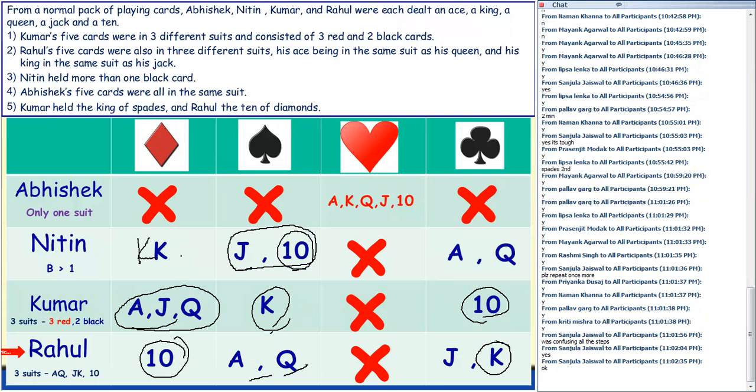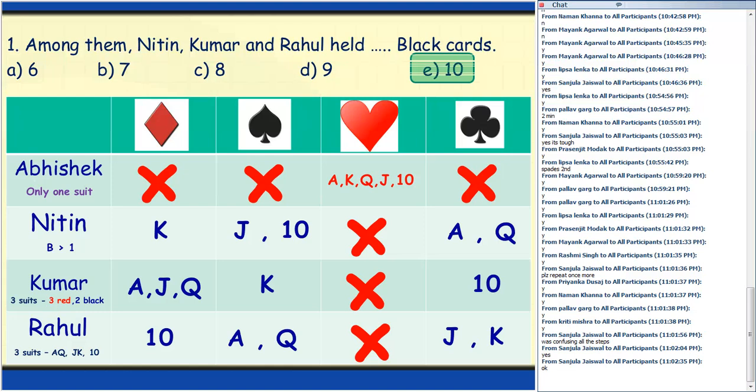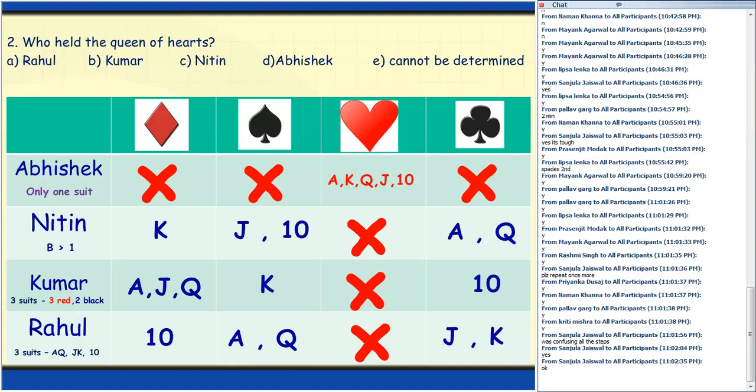Alright. So let's come to the question here. First question. The answer is 10. Among them, Nitin, Kumar and Rahul held how many black cards? Option E, 10 cards. Second, who held the Queen of Heart? Queen of Heart, that is Abhishek. Option D. Next question. Question number 3. Who held the Aces of Diamond? Aces of Diamond is held by Kumar. Option B. Who held the King of Diamonds? So King of Diamond is held by Nitin. And Abhishek 5 cards are all heart.